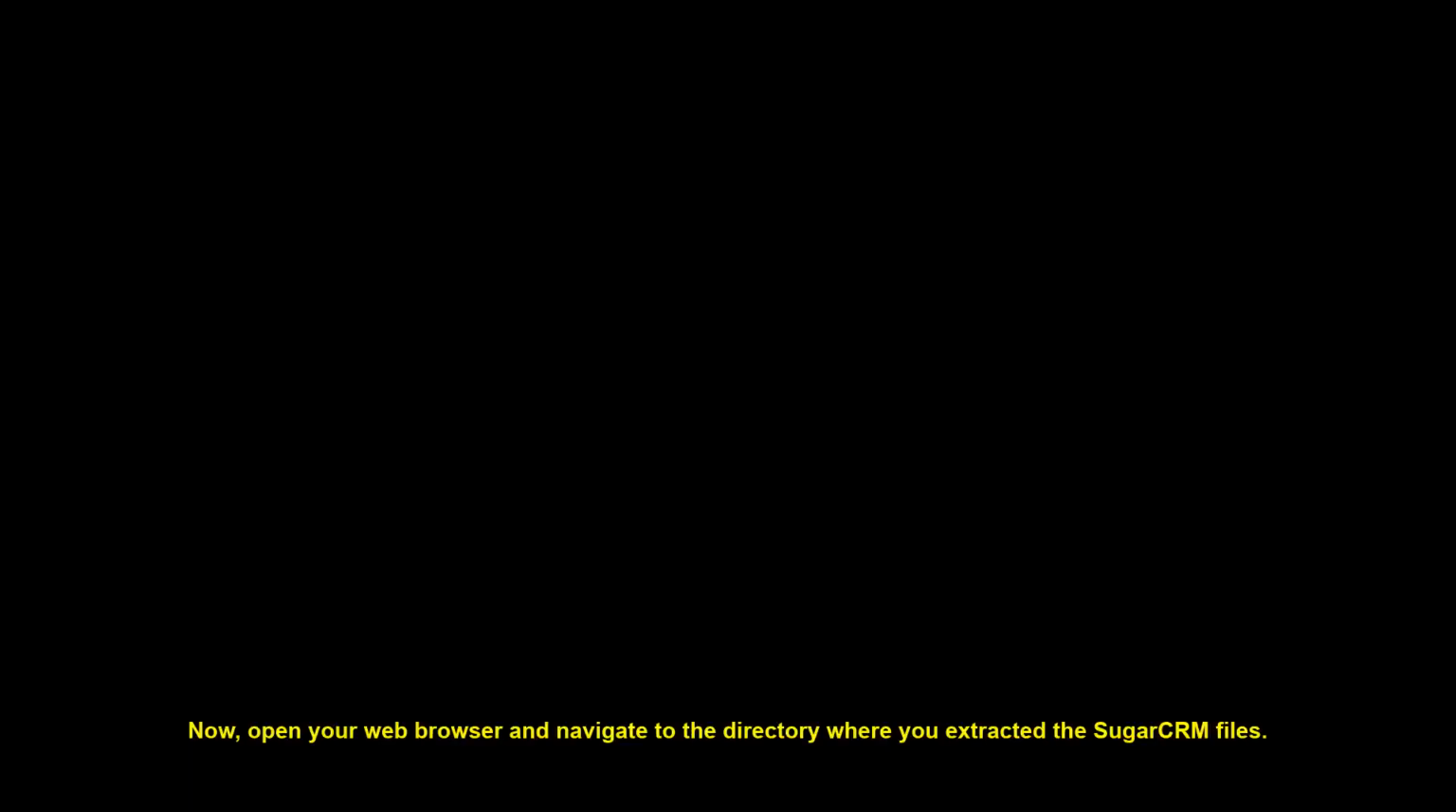Now, open your web browser and navigate to the directory where you extracted the SugarCRM files. You should see the SugarCRM installation wizard on your screen. Select your preferred language and click Continue. Carefully read and accept the license agreement to proceed.